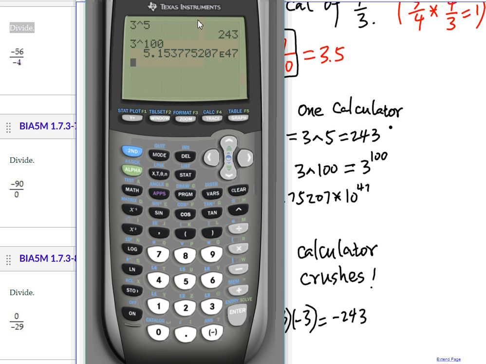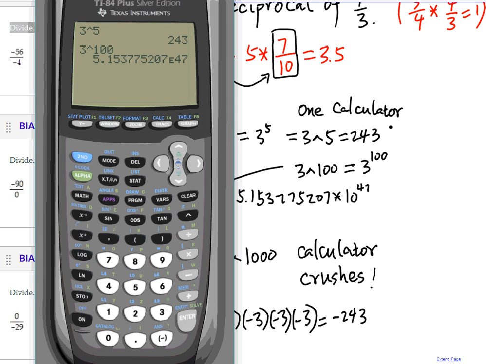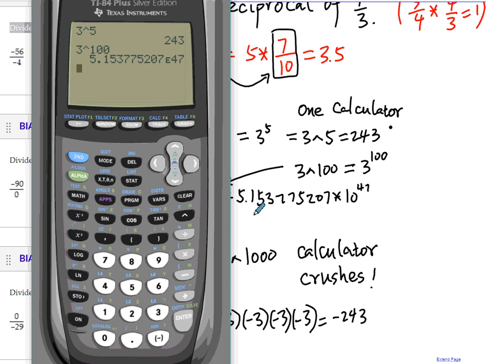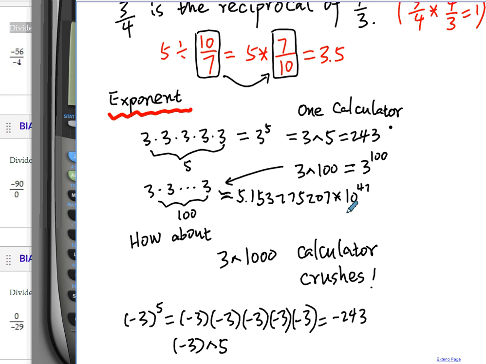The meaning for this number is what? It is 5.153775207 times 10 to the 47th power. Here E means the exponent is 47. The base is 10. When you see this number, you actually know how to write it. It is written in this way.